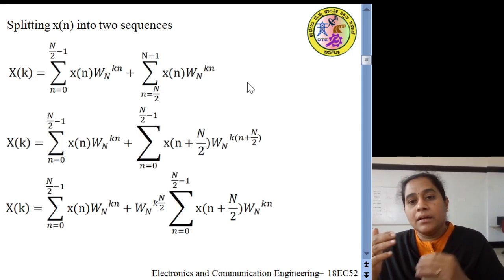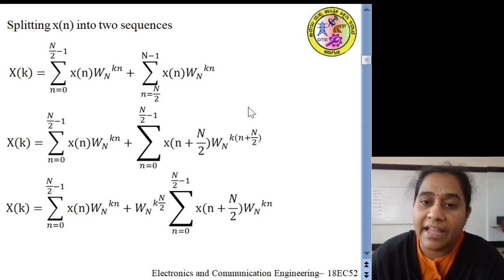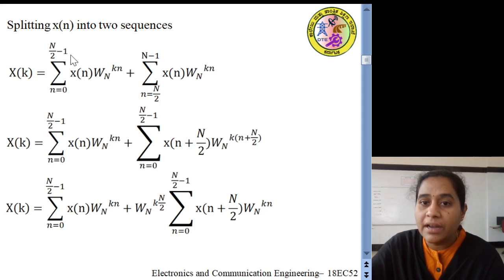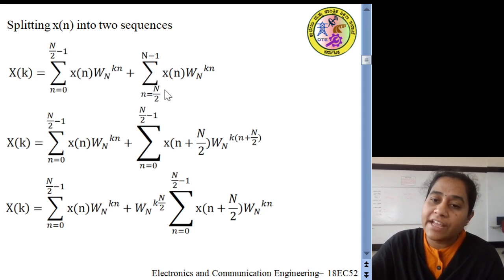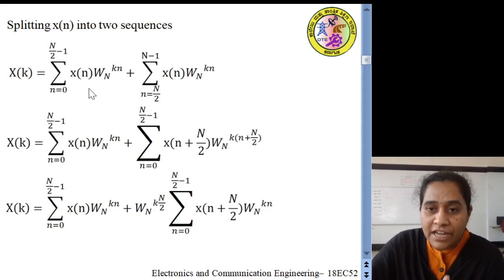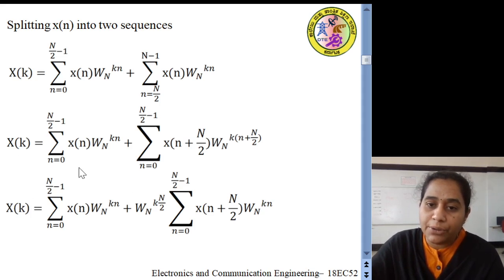Then the DFT of the split sequence is X of k, which is equal to summation n varying from 0 to N by 2 minus 1, x of n into W_N raised to the power kn, plus summation n varying from N by 2 to N minus 1, x of n into W_N raised to the power kn. So this is the DFT of the first half sequence and this is the DFT of the second half sequence, which is equal to summation n varying from 0 to N by 2 minus 1, x of n, as it is, W_N raised to the power kn.